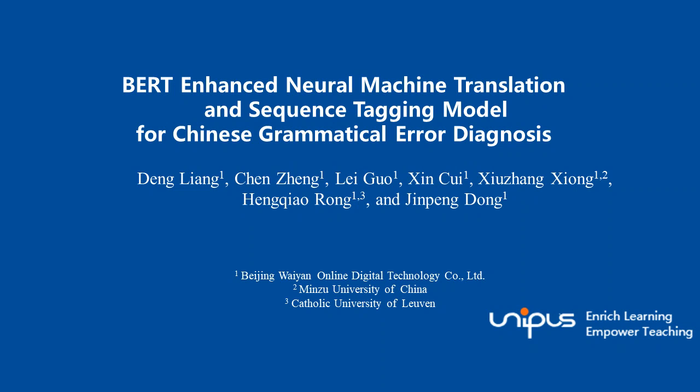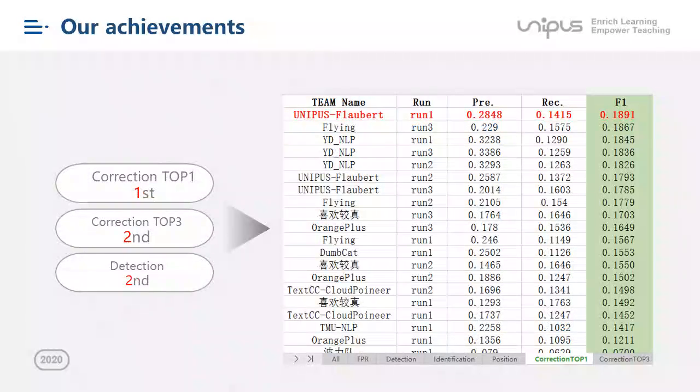My name is Deng Liang from Uniper's BERT team. Here, Unipers is the domain name of my company, Waiyan Online Digital Technology. As the technical leader of the algorithm team, I led my colleagues and interns to participate in this competition. Fortunately, we have achieved decent results. We got the first place at the correction top 1 task and the second place at correction top 3. Also, we got the second place at the detection task.